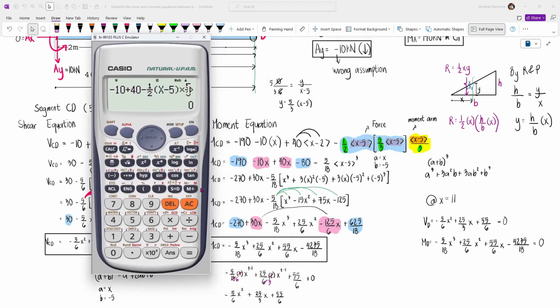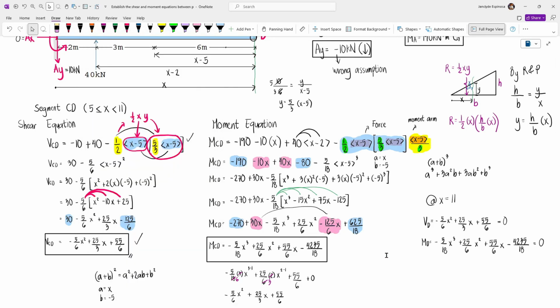And then for MCD, we have minus 190 minus 10x plus 40 times x minus 2 minus 1/2 times x minus 5 times 5/3 times x minus 5 multiplied by x minus 5 over 3. Let's substitute 11, calc, and then 11, press equals, we're going to get 0.